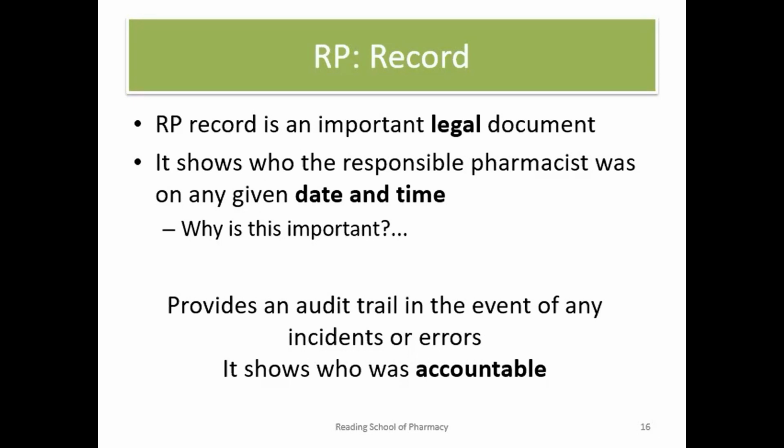Now, as well as the notice, the responsible pharmacist also has to complete a responsible pharmacist record. The RP record is a legal document. The purpose of it is that it provides an audit trail of who the responsible pharmacist was on any given date and time, but also it provides an audit in terms of if there are any incidents or any errors, it shows who was accountable, who was present at the time. This is very useful when situations arise. So you might have a serious dispensing error, there might be something that happens within your pharmacy, and we need to know who was in charge of the premises when such an event occurred.